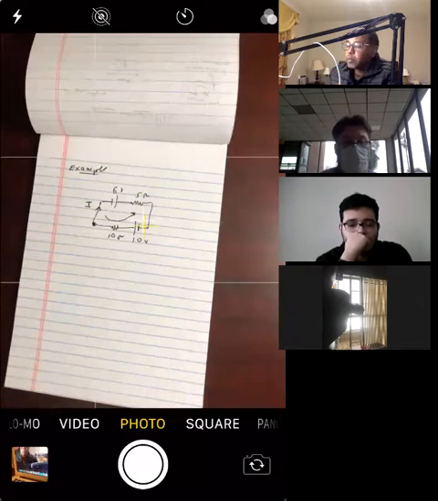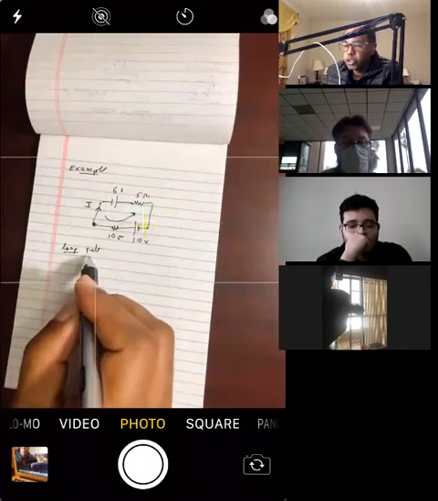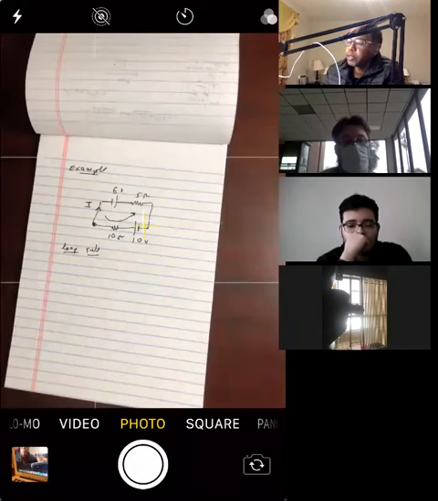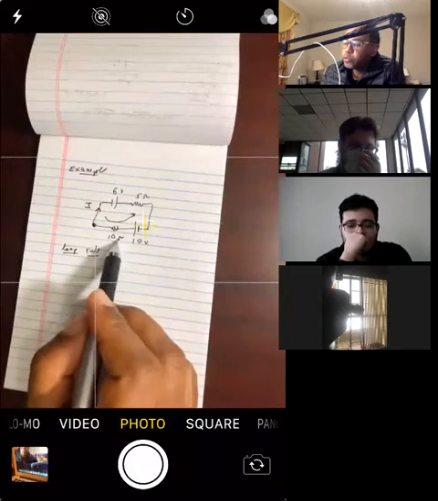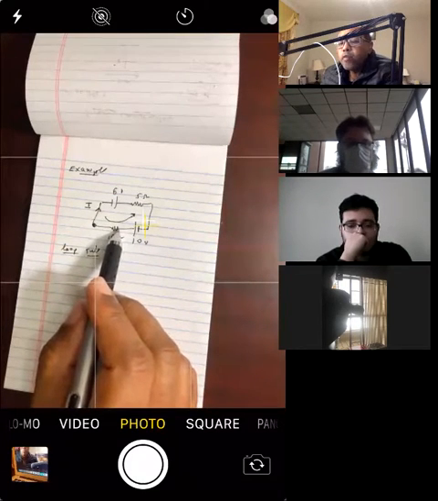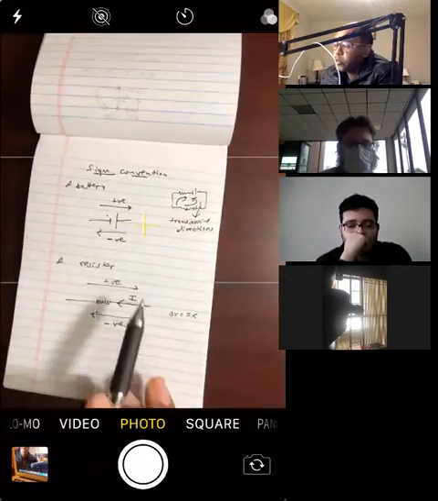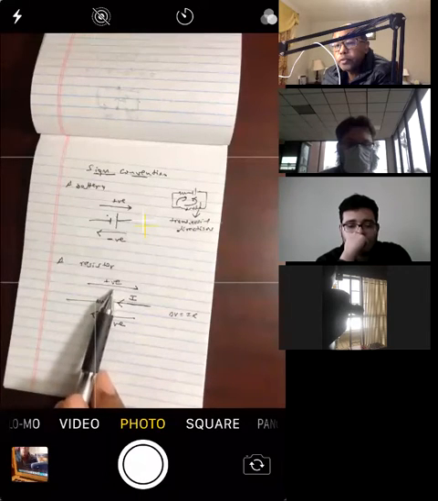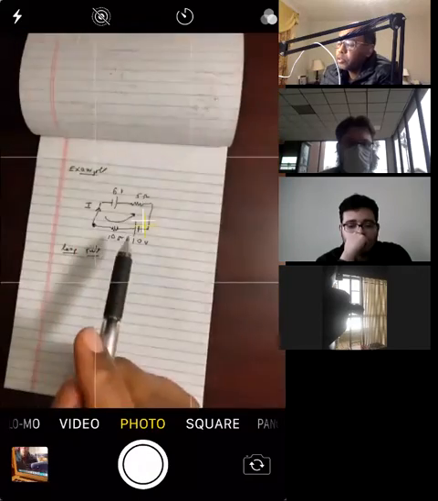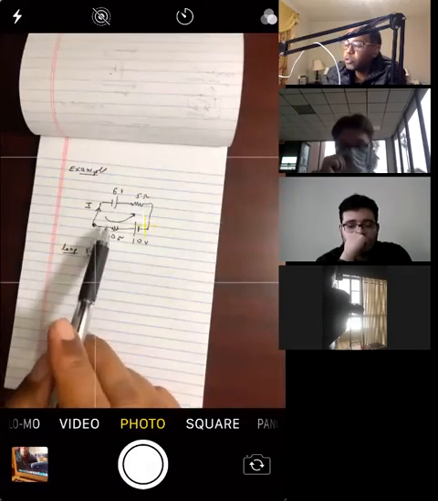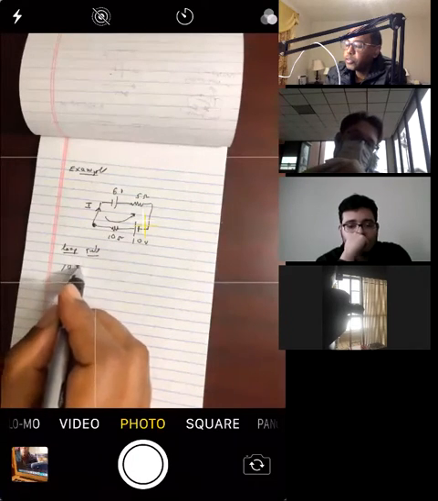So let's do it. I'm going to apply the loop rule. I'm going to add all the potential differences together, okay? So the current is going this way. I'm going opposite direction of the current. Do you think this will be positive or negative? If you go opposite to the direction of the current for a resistor, it's positive. If you go the same direction, it's negative, okay? So this potential difference over here is positive because I'm going opposite to the direction of the current. I'm going this way, but the current is going this way, okay? So the potential difference for that resistor is 10I.